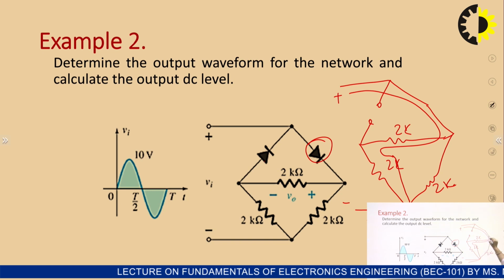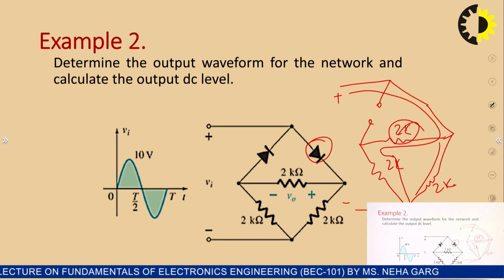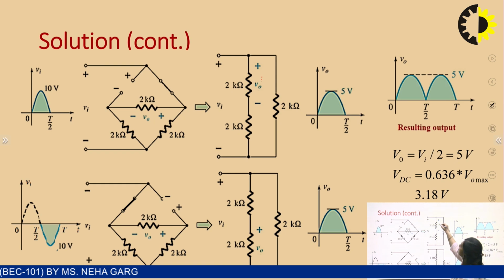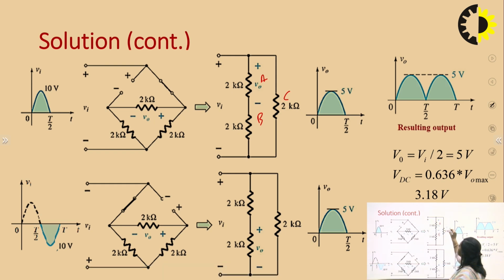Current will pass through this way, and this also. We can see these two, A and B, are in series, and resistance C is in parallel. So we can replace this circuit in this way. This is our A, this is our B, and this is our C, and the output is across the A resistance. Here we have applied 10 volt. So what will be the value of this V0?